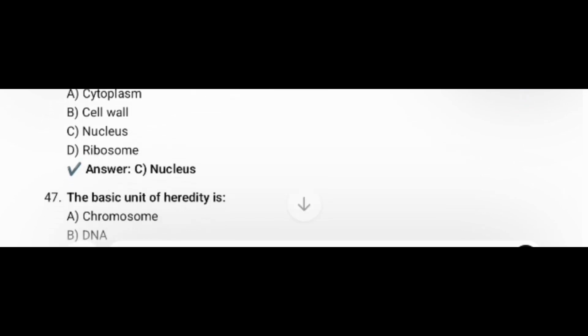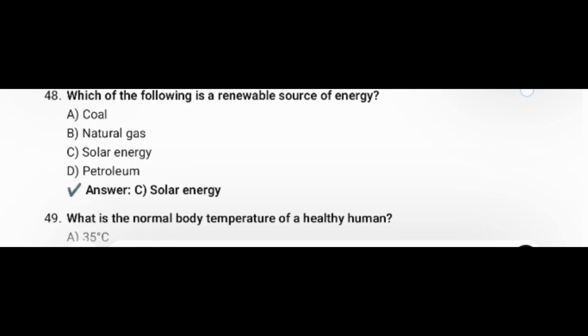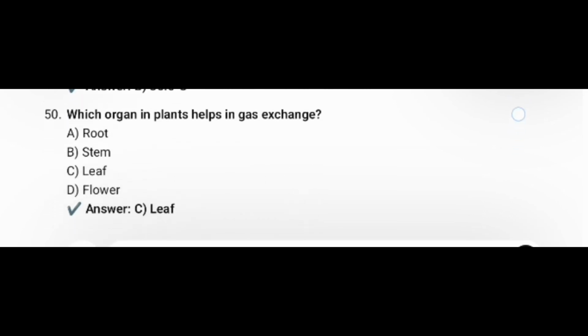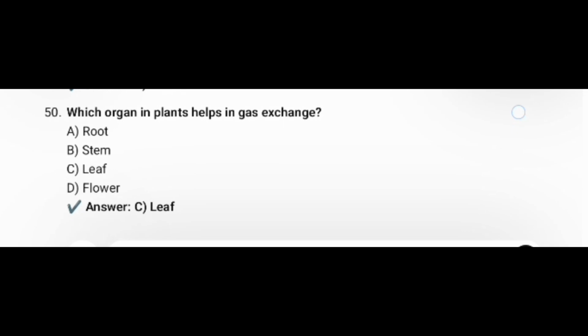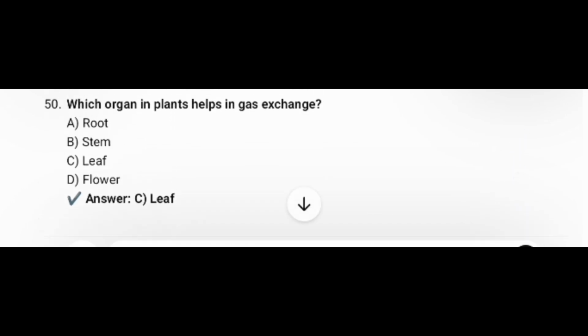Next, the basic unit of heredity is. Correct option is option C, gene. Next, which of the following is a renewable source of energy? Correct option is option C, solar energy. Next, what is the normal body temperature of a healthy woman? Correct option is option B, 36.6 degrees Celsius. Next, which organ in plants helps in gas exchange? Correct option is option C, leaf.